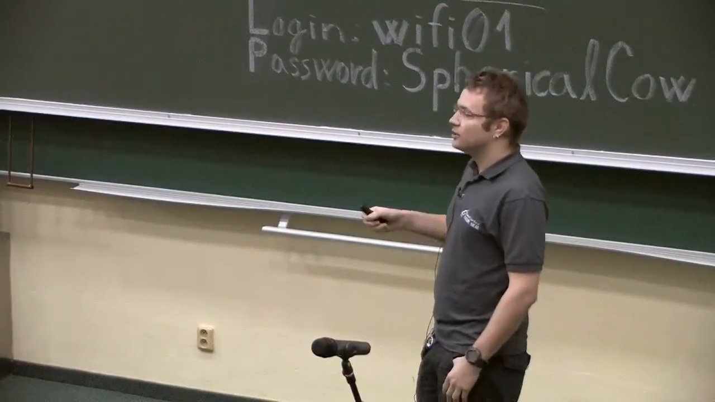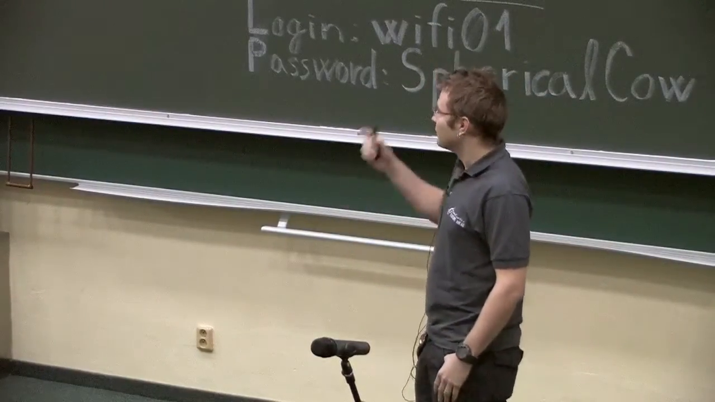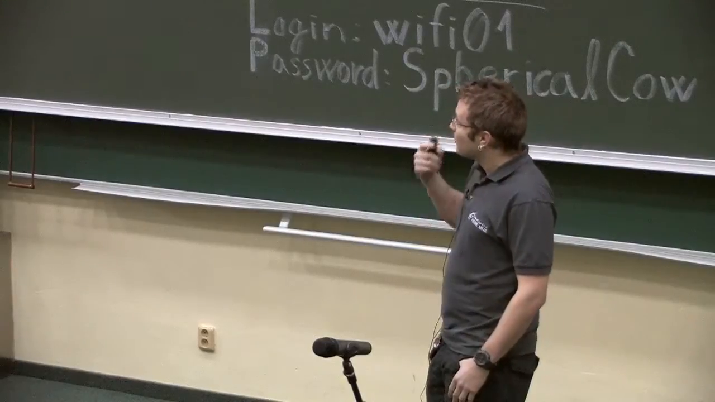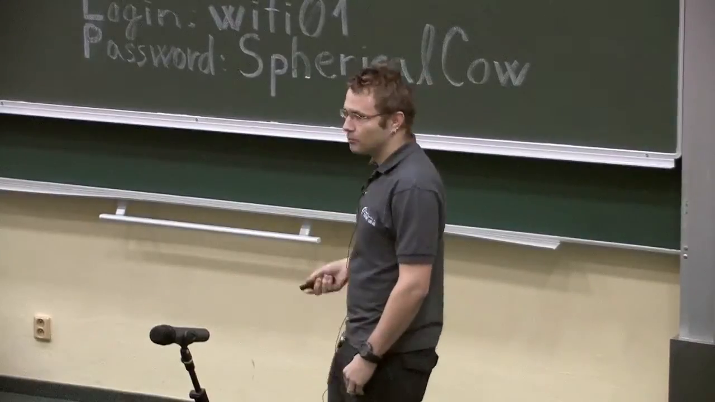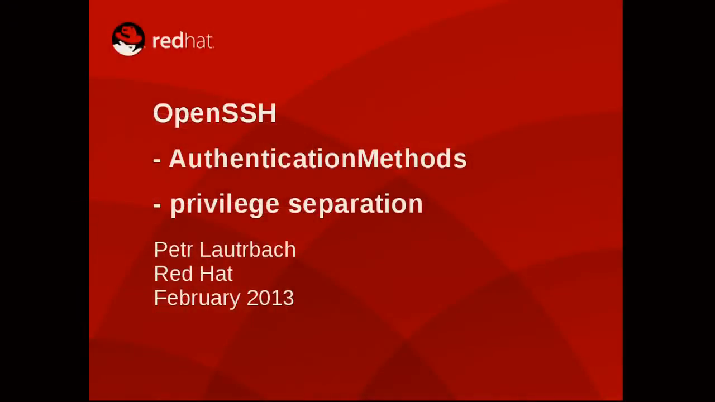I decided to slightly change the theme of the presentation. It will not be straight about OpenSSH and RHEL Fedora. Yes, I will talk about OpenSSH and RHEL Fedora, but I will focus on two things. One is authentication methods, which is a new possibility for configuring authentication in OpenSSH 6.2. And the second one is privilege separation and its integration with SELinux.